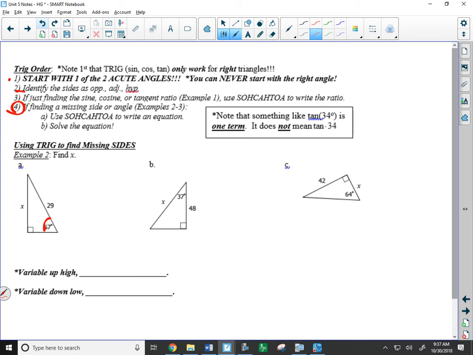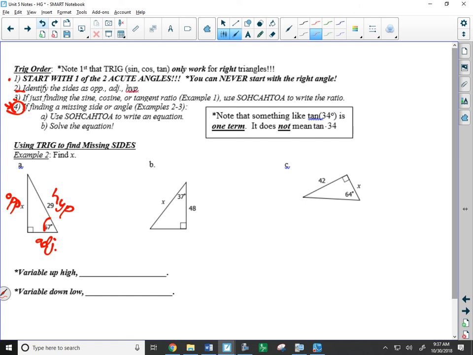Step 2. This is normal. I label this as HYP. This is the OPP. And this is the ADJ. So I label the sides. Okay, now I'm going to step 4. Step 3 is just if you're writing the ratio. In step 4, I'm going to actually set up an equation, but I'm still writing the ratio. I'm still doing what I do in step 3.